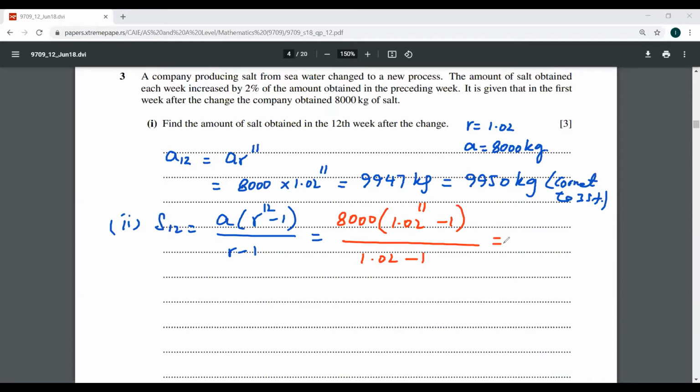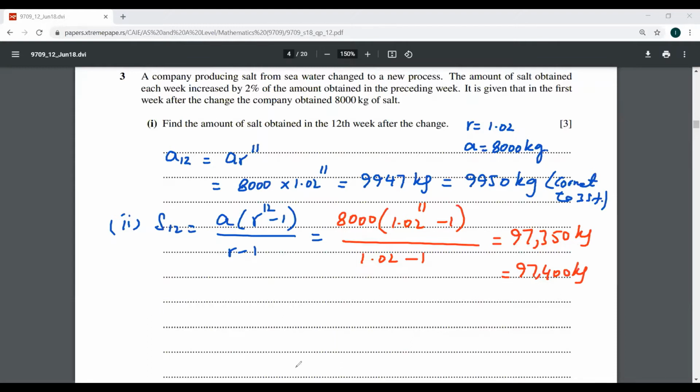This should be a big value. Yes. This is 97,350. So we can write it as, I think this is exact. So just to be on the safer side, this is 97,400 kg, correct to 3 significant figures.